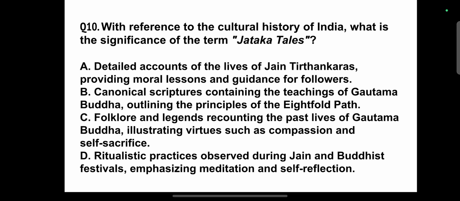Next is with reference to the cultural history of India, what is the significance of term Jataka tales? Detailed accounts of lives of Jain Tirthankaras, providing moral lessons and guidance for followers. Canonical scriptures containing the teachings of Gautam Buddha, outlining the principles of Eightfold Path. Folklore and legends recounting the past lives of Gautam Buddha, illustrating virtues such as compassion and self sacrifice. Ritualistic practices observed during Jain and Buddhist festivals, emphasizing meditation and self reflection.